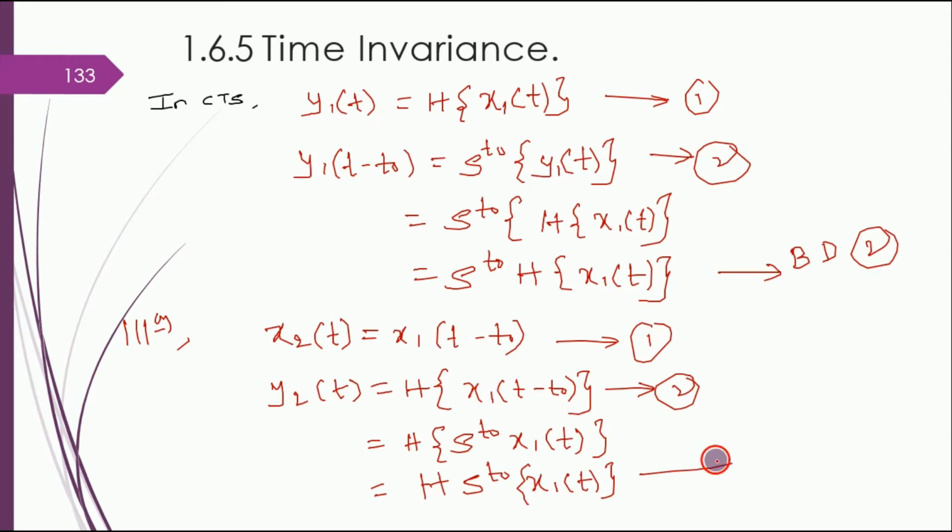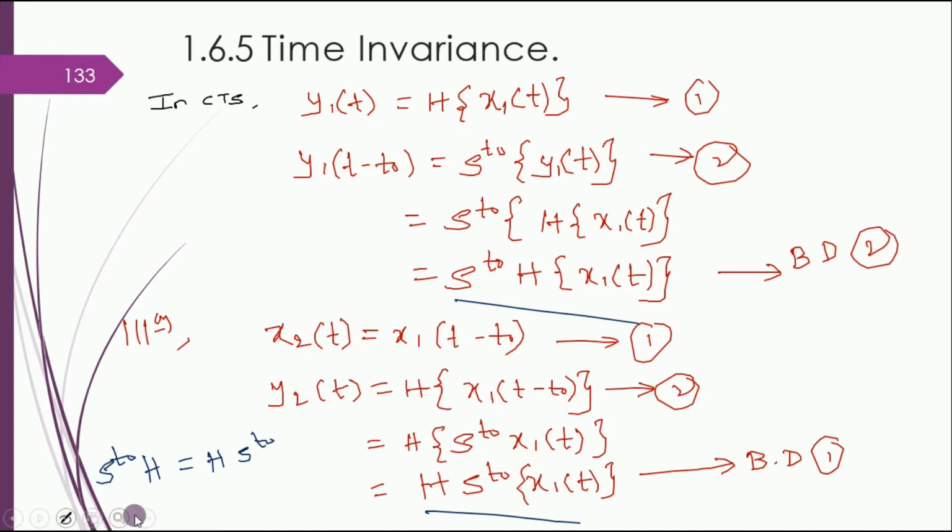You just check. This I got from block diagram 1. Just compare these two things. You compare these two things. These two things will be equal only if S t naught h is equal to h S t naught. Okay, so this is a condition for a time invariant system, TIS, time invariant system. I hope there are no doubts.